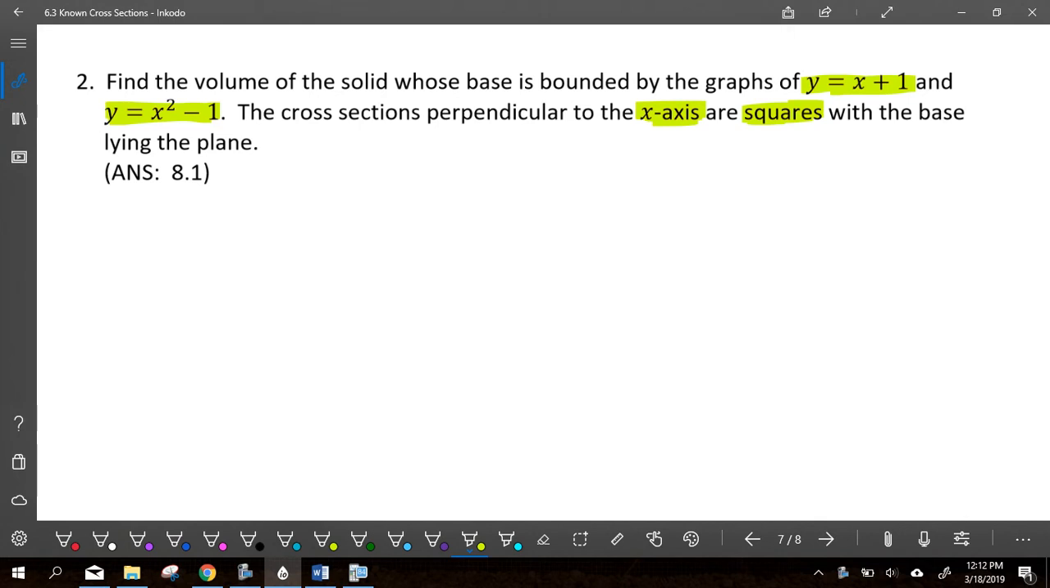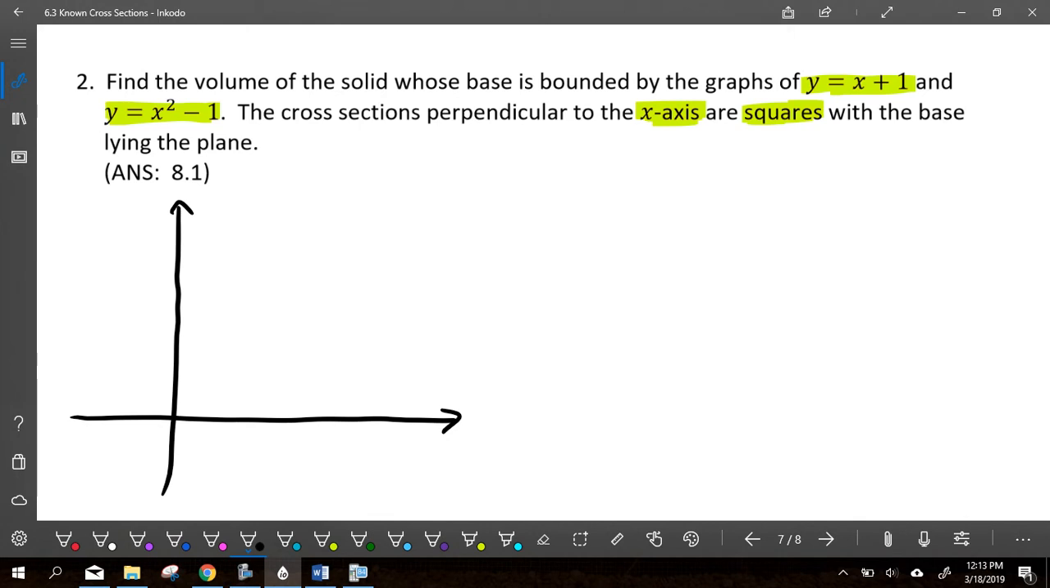So the key to all of these is always to have a good picture. You should graph something out, and I would always suggest doing it by hand if possible, and this one is something we can do by hand. So let's graph this thing. They gave us 2 lines that our graph is going to be between. X plus 1 and x squared minus 1.